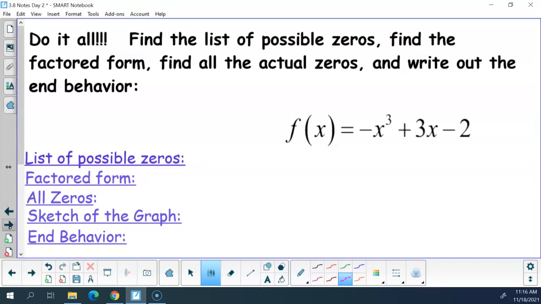With this function, f of x equals negative x cubed plus 3x minus 2, I want you to find me the list of all the possible zeros. I want you to find me the complete factored form of f of x. I want you to find me the 3 actual zeros, and I want you to sketch it and write out the end behavior of it. All of this stuff is things that we've done this unit. All of this stuff is things that will be on your test on Monday. Go for it. But you don't have to.